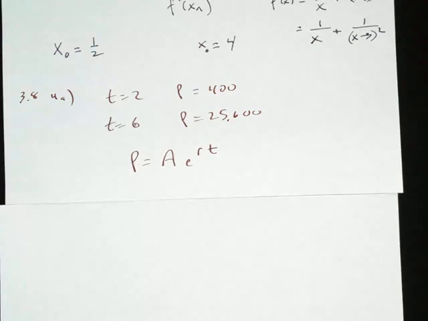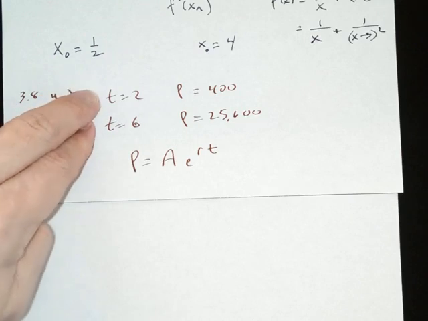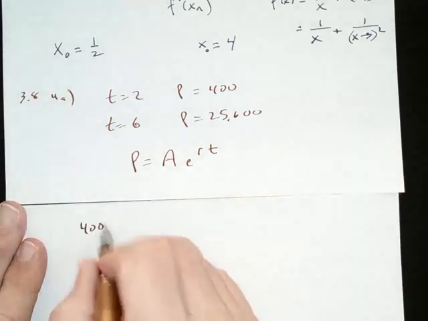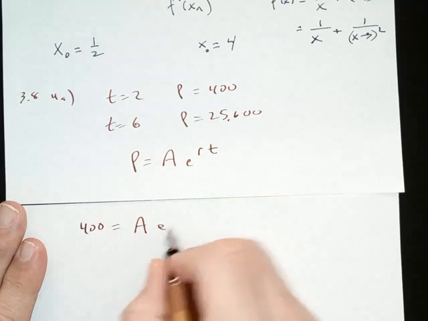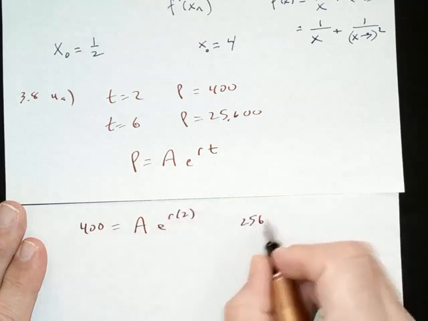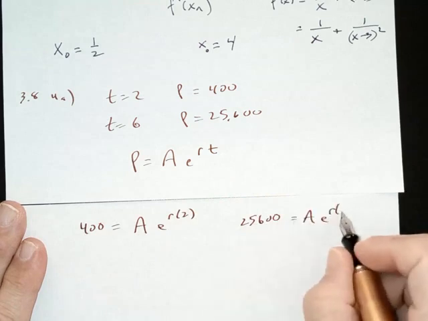So, I need to solve for A and solve for R. But I have 2 sets of times and 2 populations. So let's plug those in and write down that information. 400 is equal to A e to the R times 2. And 25,600 is equal to A e to the R times 6.